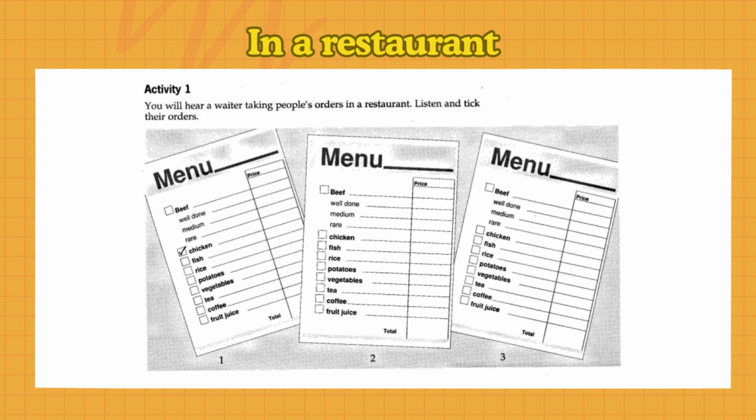3. What would you like to have? I think I'll try the fish. With rice? Yes, please. Will you have vegetables? Yes, please. And to drink? Nothing, thank you.